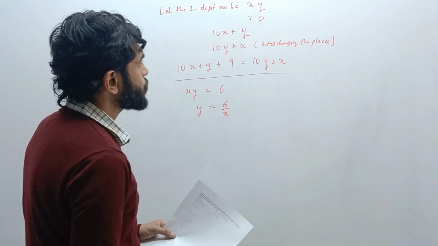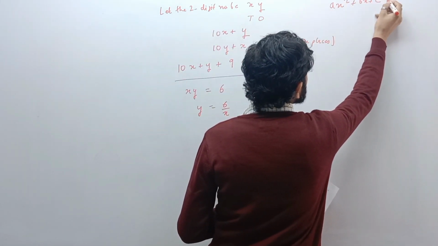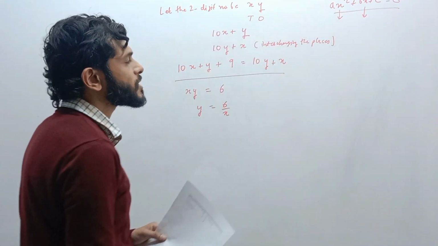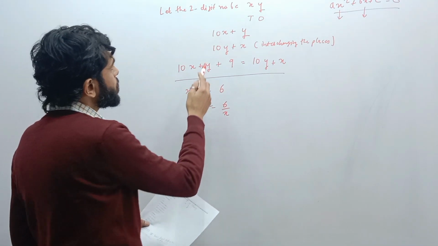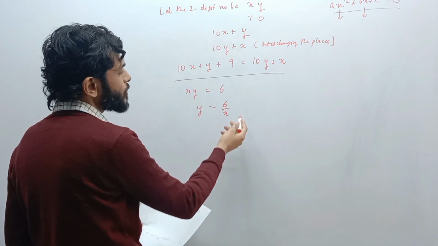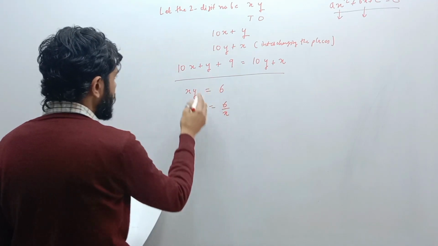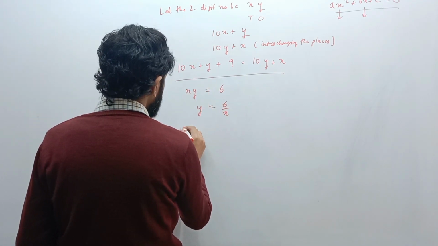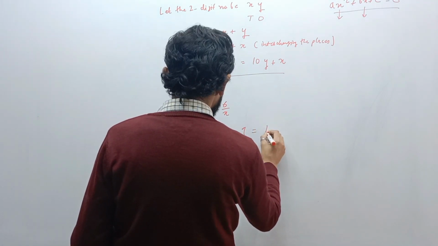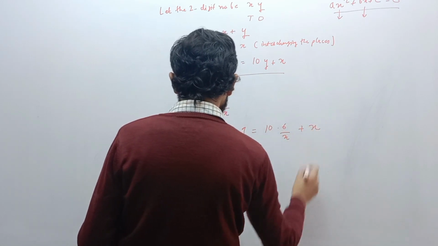In a quadratic equation, as you know, the general form of the equation is ax square plus bx plus c is equal to 0. So, you can see here only the x variable is taken into consideration. So, while solving a question based on quadratic equations, you have to convert one variable in terms of the other variable so that your equations become a quadratic equation. So now substituting the value of y in this equation, it would become 10x plus 6 upon x plus 9 is equal to 10 into 6 upon x plus x.